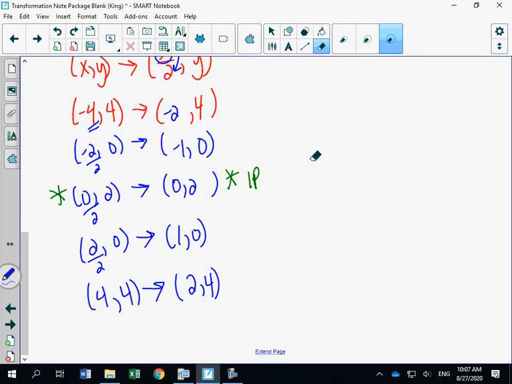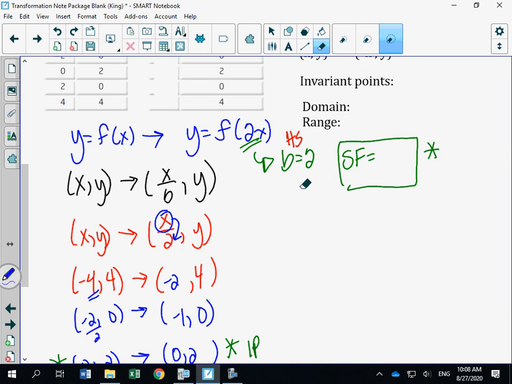So what's happening? Look at your x coordinate. I'm going from 4 to 2. I'm going from 2 to 1. If I had an x coordinate of 8, my new x coordinate would be 4. So what do you think the b value or the stretch factor is if I'm going from 8 to 4? What does everybody think? The stretch factor is 1/2. Okay, so the stretch factor is 1/2.